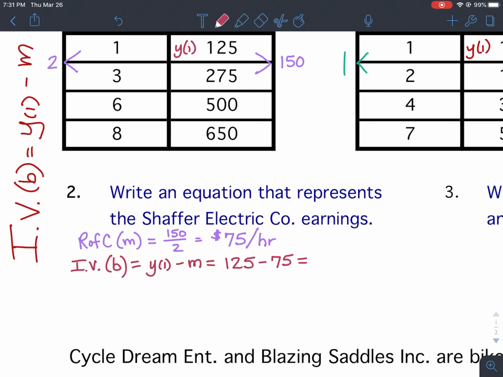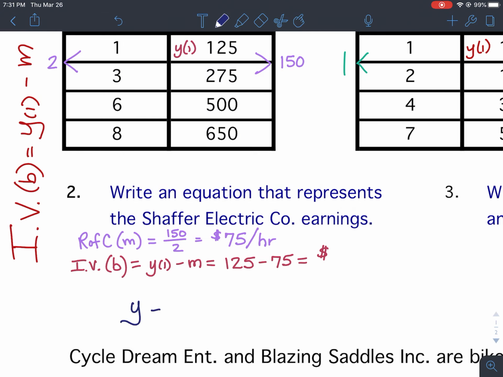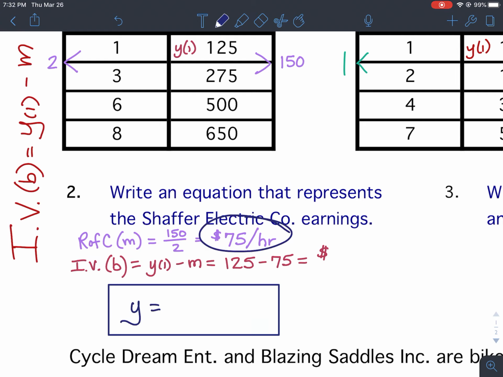Okay, so this is where you're now going to continue this on your own. You're going to finish that there. I don't need to do 125 minus 75 with you. You can do that there. And then you need to find your equation. So remember, you will use your rate of change. That goes in front of x. You'll use your initial value. That goes behind x. And you'll write your equation down. And that will be your equation for Schaefer Electric. So now you could go ahead, pause the video, and finish number 2.